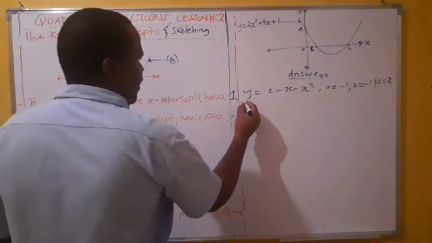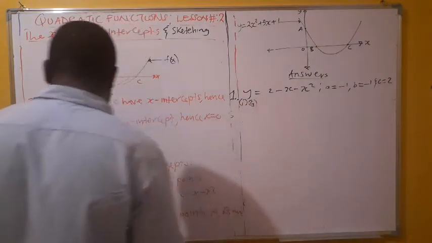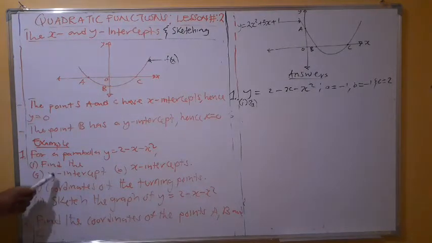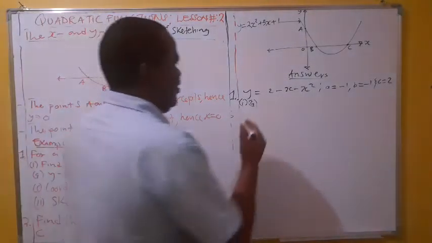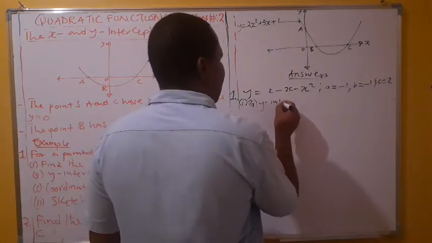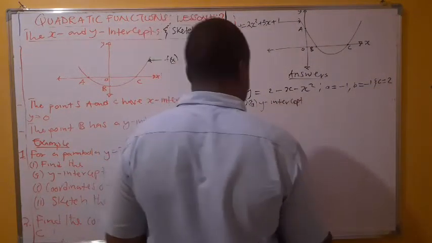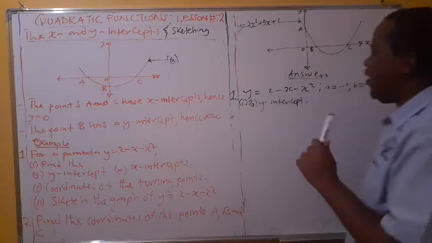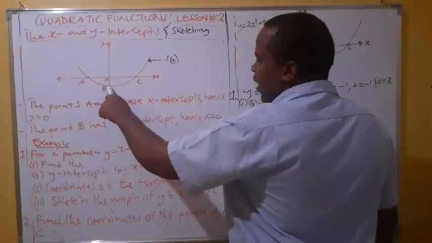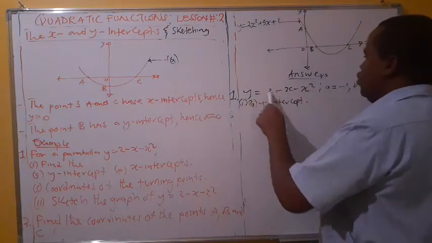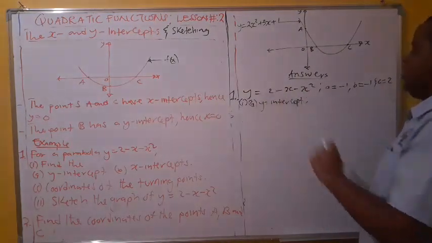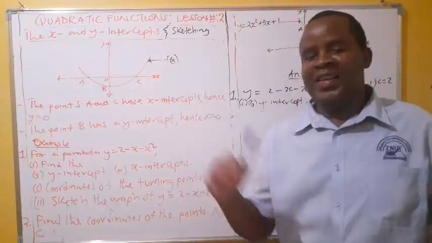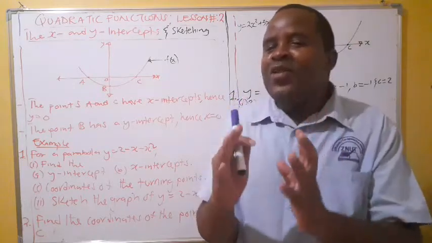Roman numeral 1, A, what is it saying? Find the y-intercept. Now, for the y-intercept, we are looking at a point somewhere here on the y-axis. So it means the answer here is 2. Just from this, you can tell that the y-intercept is this. Or we are saying if you're dealing with the y-intercept, it means the x value is 0.